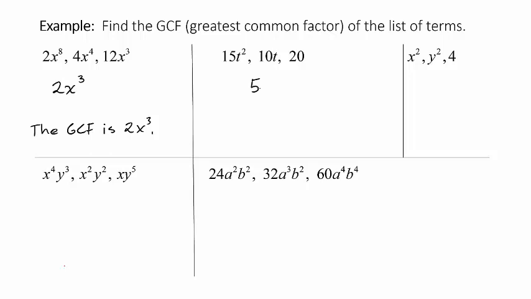Now look at the variables. So in the first term I have a t squared, in the second term I have a t, and in the last term I don't have any variable. Okay, so I can't say that t is common to all of them because it's only common to the first two terms, right? So the GCF is just 5 here.